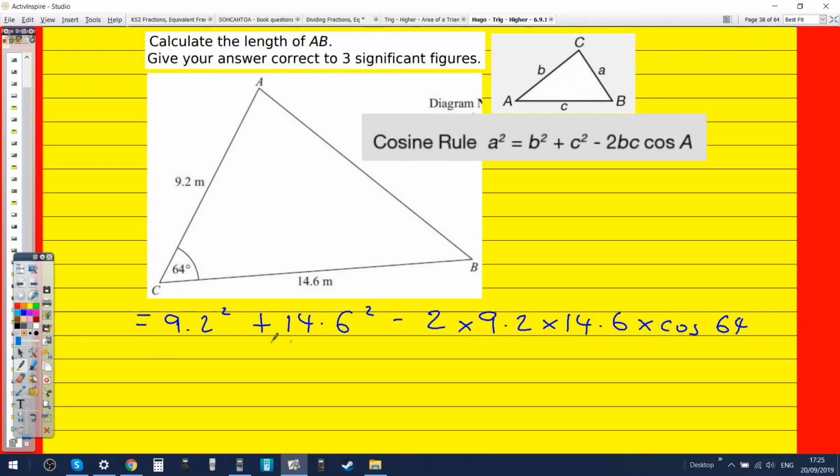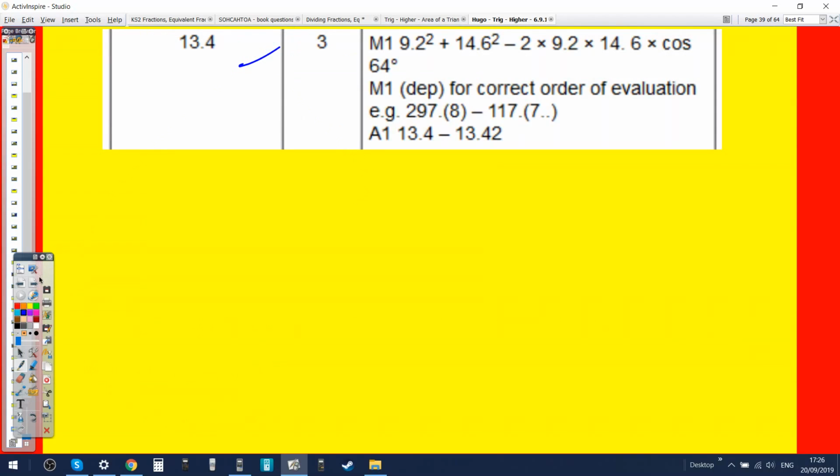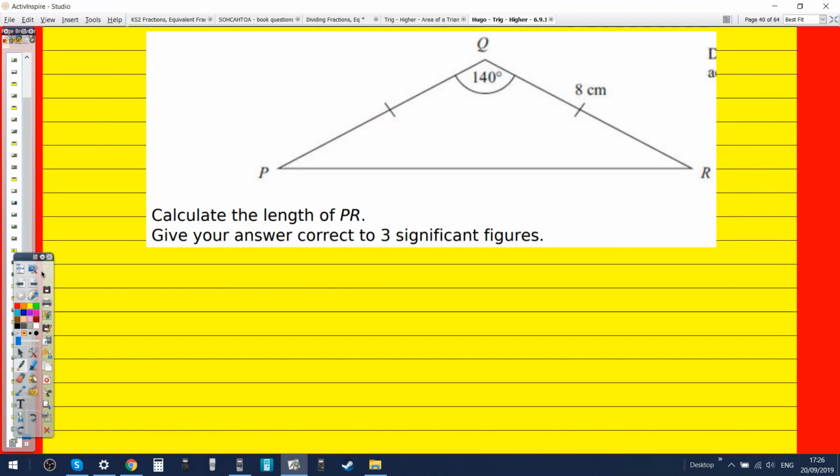Well done. And so is side AB 180.04 meters long? Well done. So that is 13.4 meters. 13.4, 3 marker. How about this one?